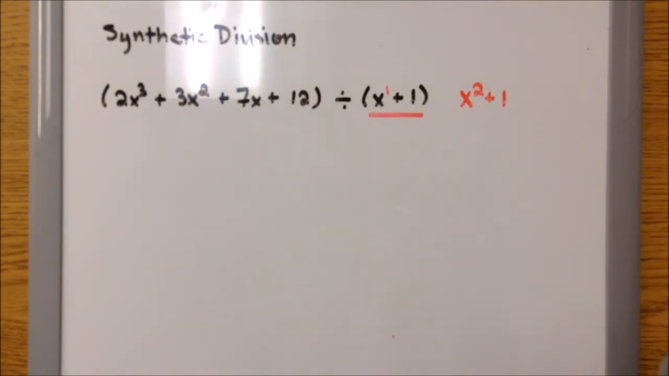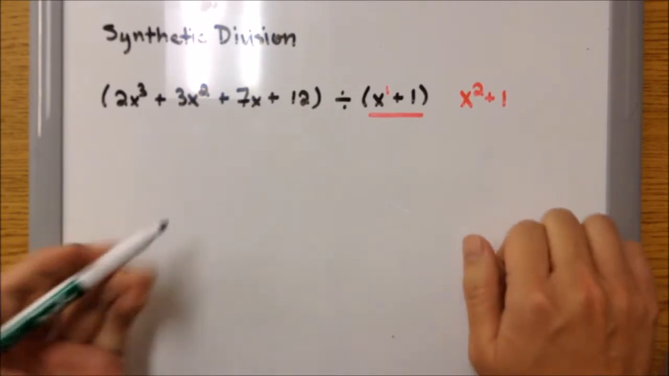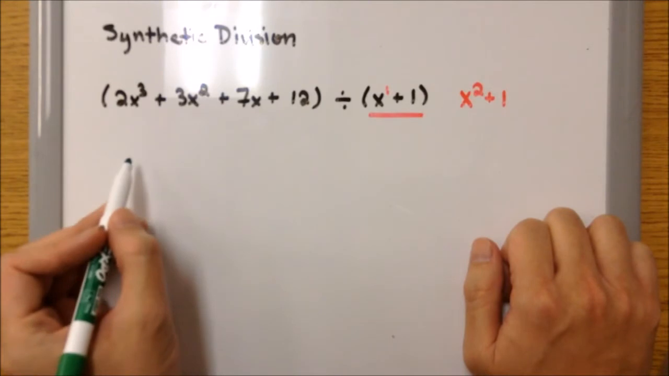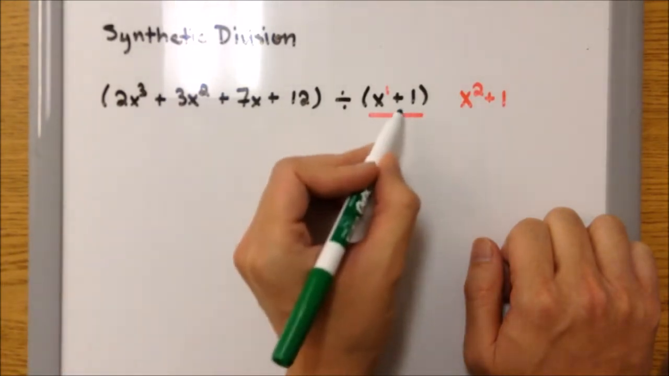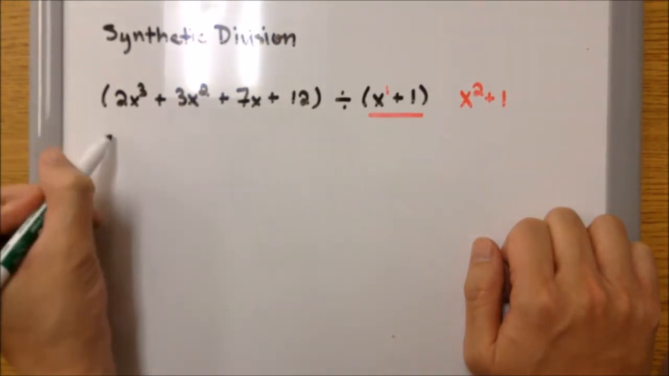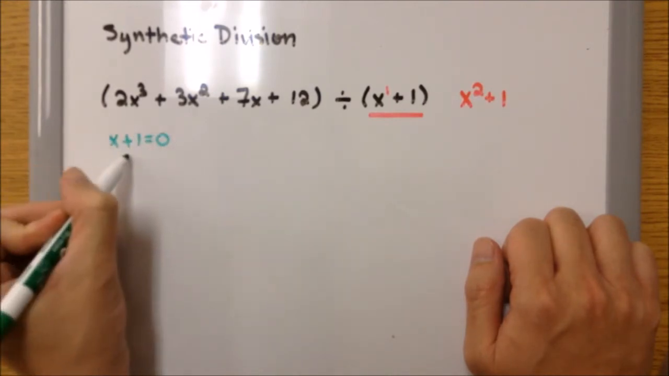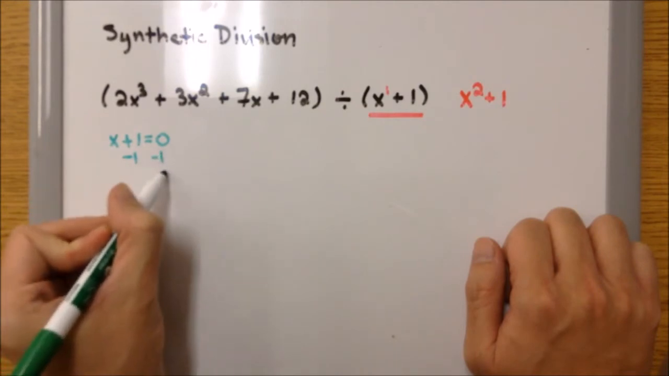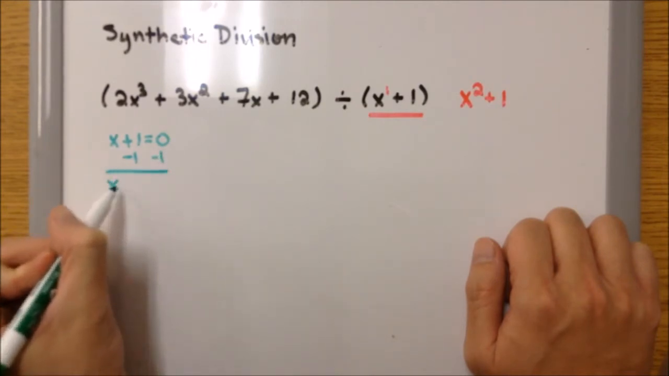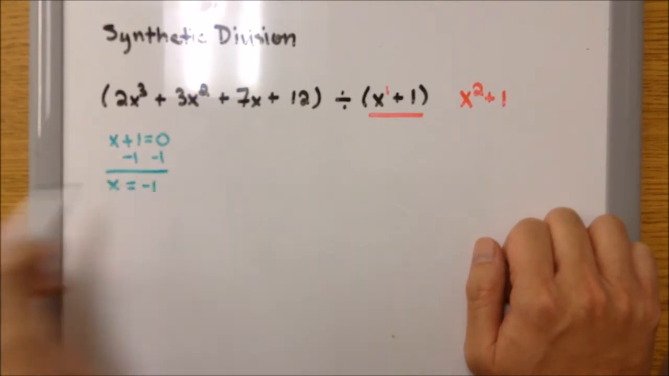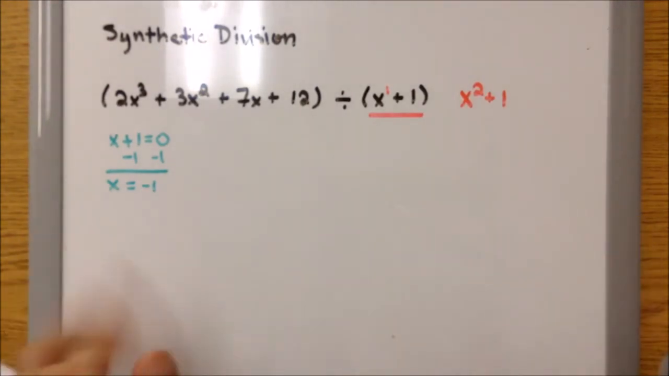Alright, so let's set up our chart for synthetic division. What I'm going to do with this one right here: x plus 1 equal to 0, minus 1, minus 1. So it's basically using the zeros. So x equals negative 1. So that's what we're going to use in our work. Now I'm going to set it up.